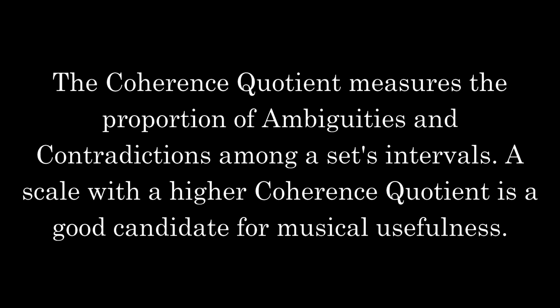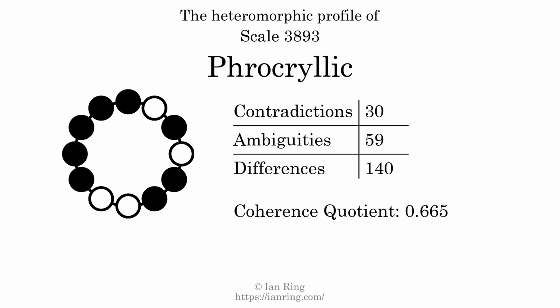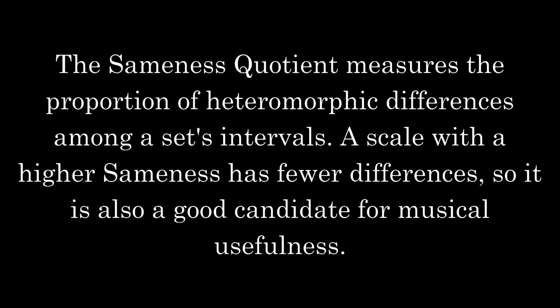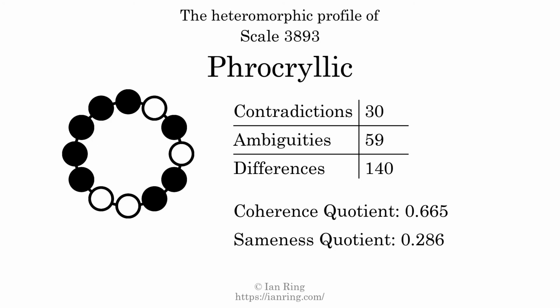The coherence quotient measures the proportion of ambiguities and contradictions among a set's intervals. A scale with a higher coherence quotient is a good candidate for musical usefulness. The coherence quotient is 0.665. The sameness quotient measures the proportion of heteromorphic differences among a set's intervals. A scale with a higher sameness has fewer differences, so it is also a good candidate for musical usefulness. The sameness quotient is 0.286.